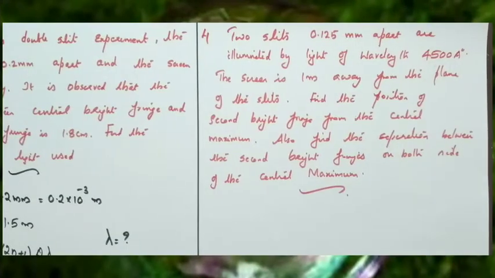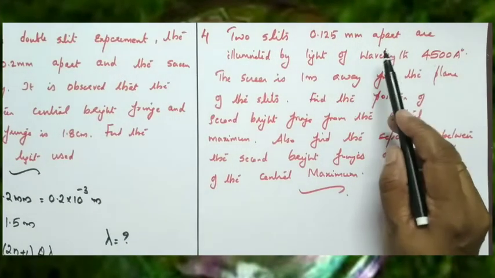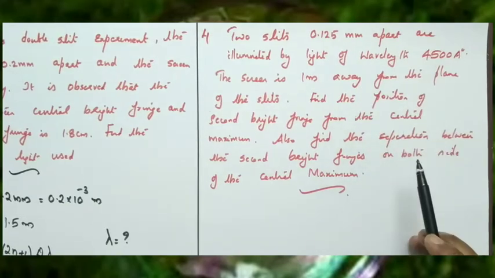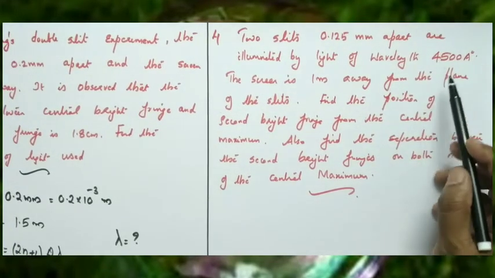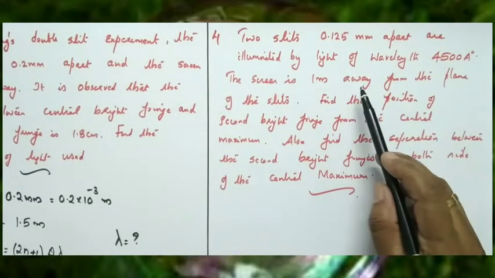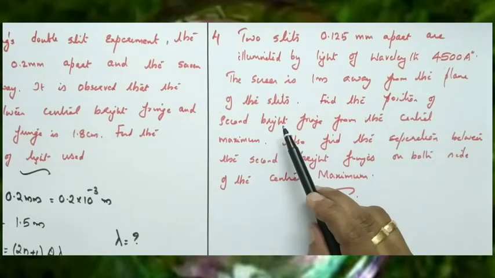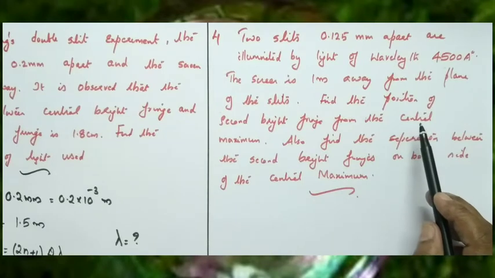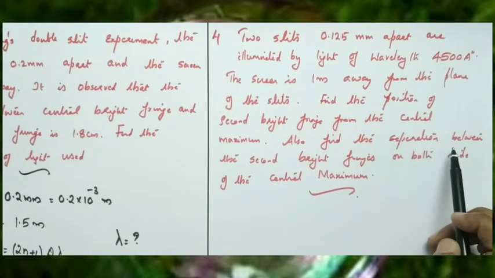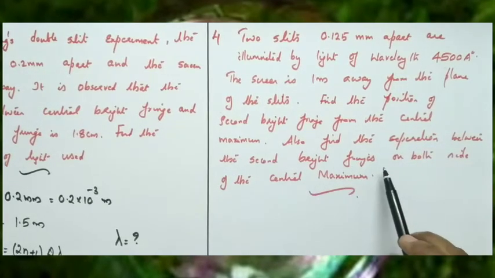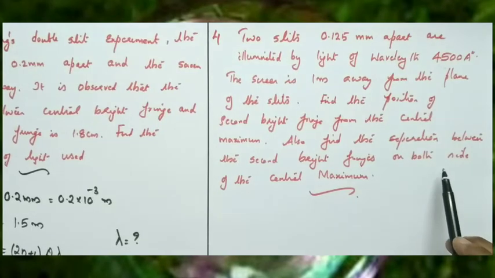Next question, two slits 0.125 millimeter apart are illuminated by light of wavelength 4500 angstrom. The screen is 1 meter away from the plane of the slits. Find the position of second bright fringe from the central maximum. Also find the separation between second bright fringes on both sides of the central maximum.